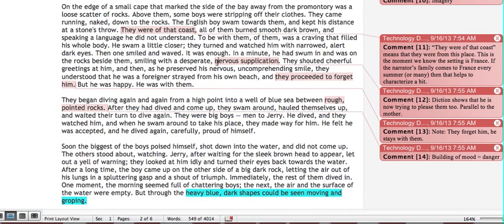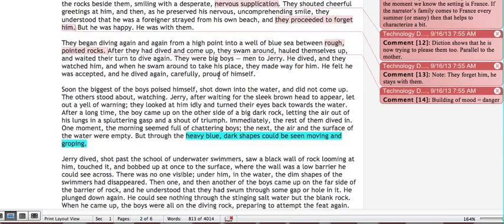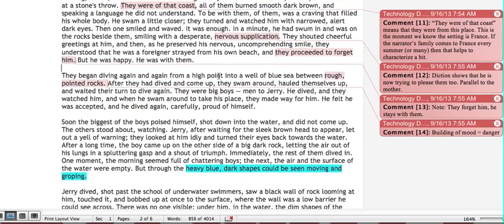Again, we come back to some diction of nervous supplication when Jerry meets the boys. Again, he's trying to please somebody. We see that diction is really key to showing his character. He's constantly trying to please somebody, which is kind of typical for someone who's coming of age.